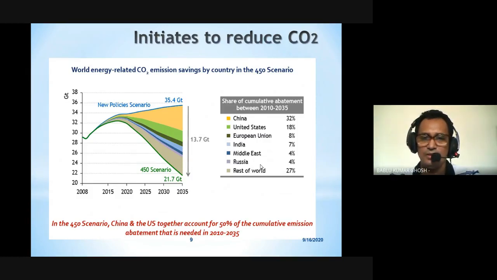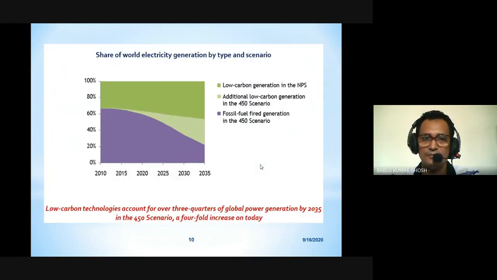Not only China and the United States, all other countries also have responsibilities to limit carbon dioxide. To do so, we need a 13.7 gigaton reduction of carbon dioxide from the surface to reach the 450 ppm scenario by 2035. So the prospect is that we need to limit fossil fuel consumption and, at the same time, enhance green energy utilization.